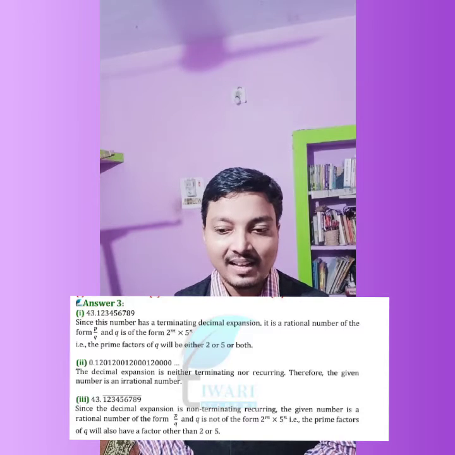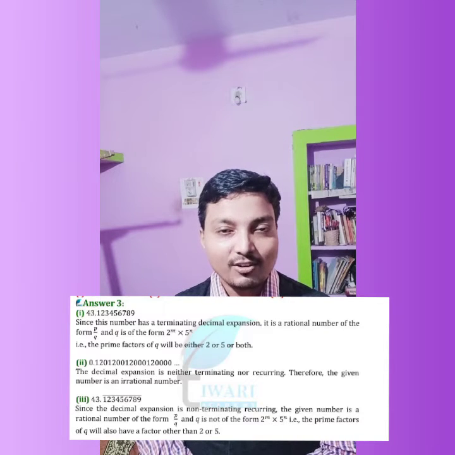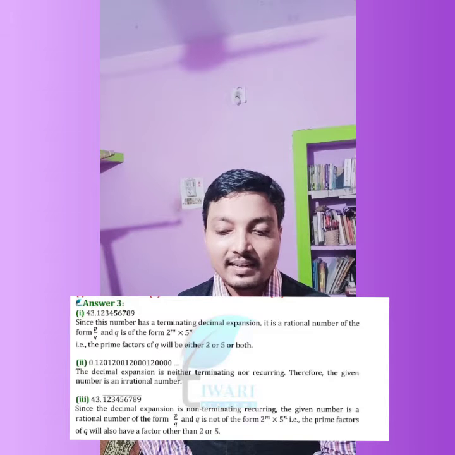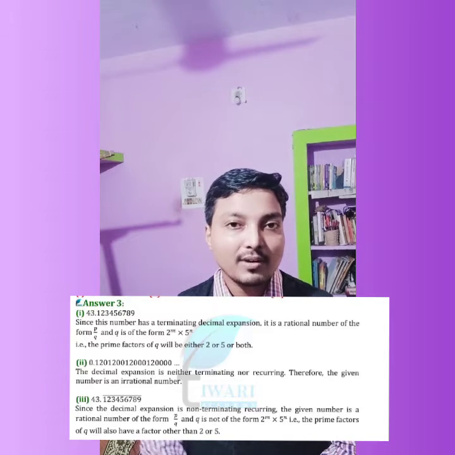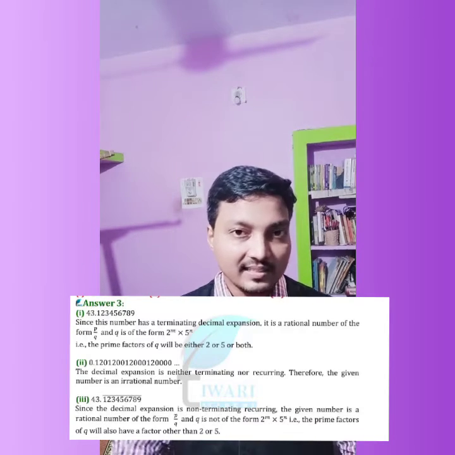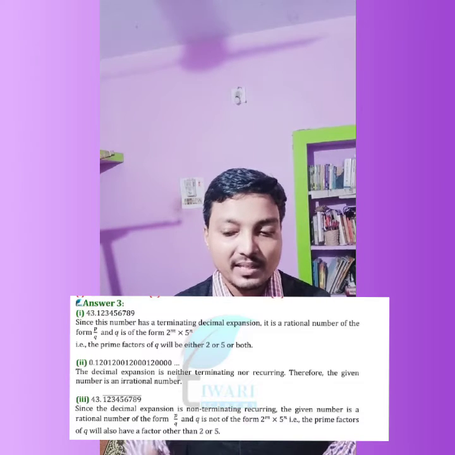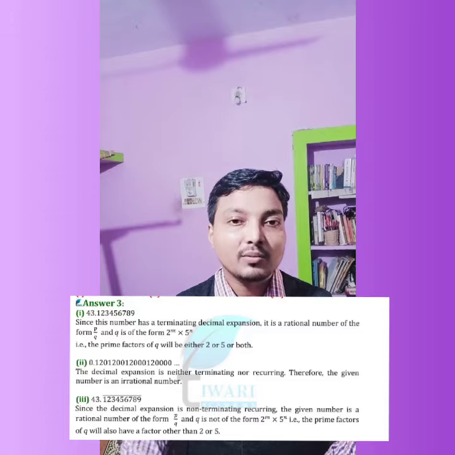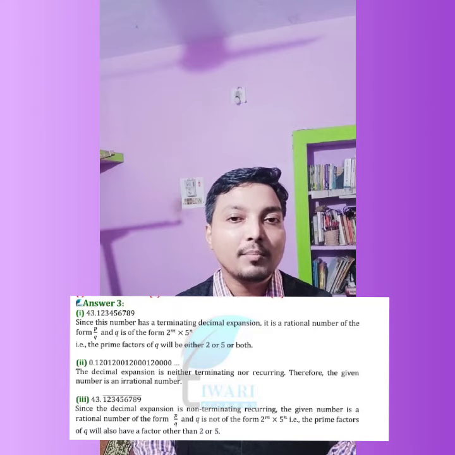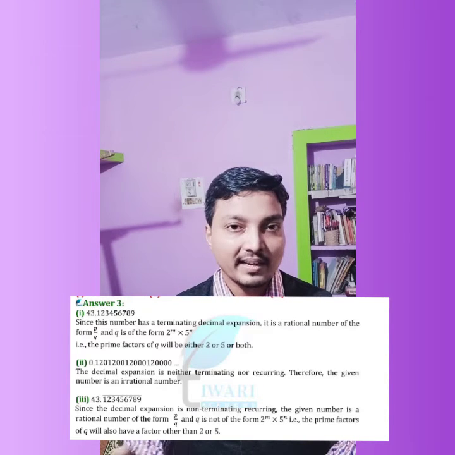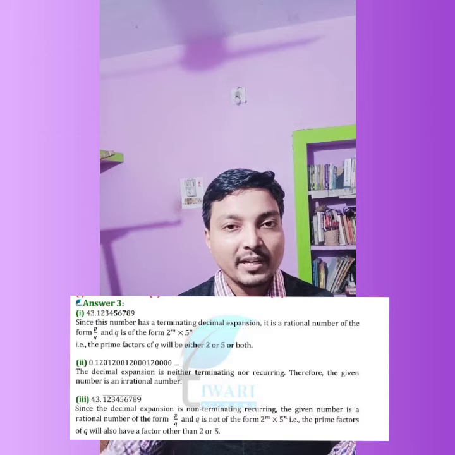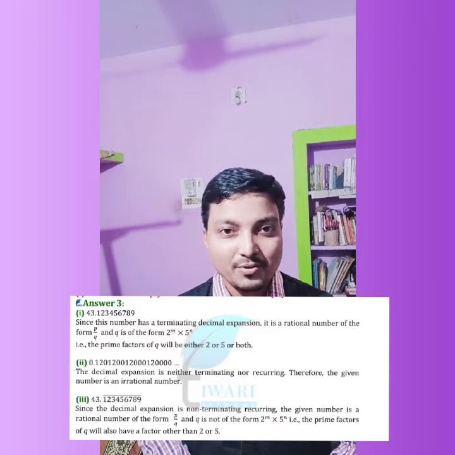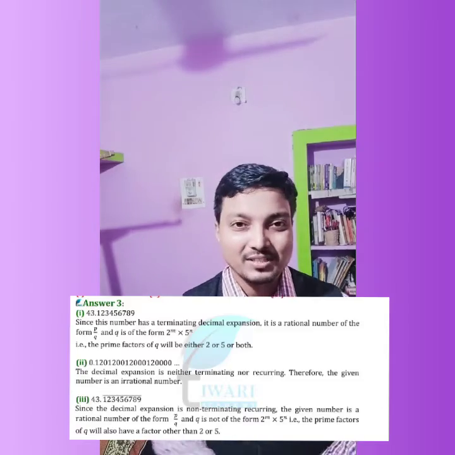Then after, 43.123456789 recurring, as it is non-terminating and recurring, 100% its rational form we can find out, because this one is a rational number. A rational number's decimal expansion will be non-terminating and recurring. But one thing is clear: the denominator cannot be expressed in the form of 2 to the power m into 5 to the power n. Here the denominators we will get are something different.